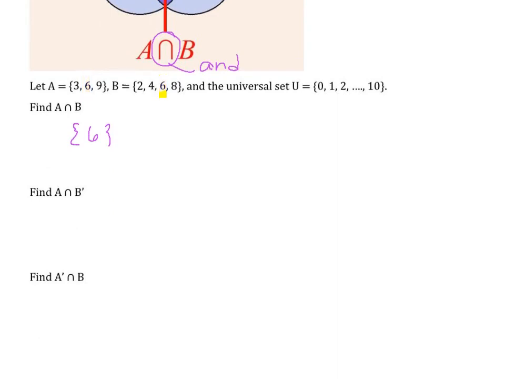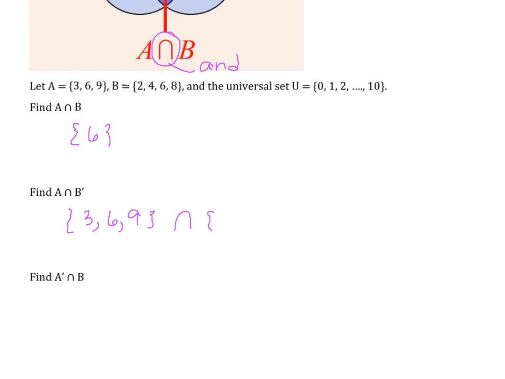Erase this for now. We'll come back to that. Let's find A intersect B complement. So first of all, let's list what A is. A is 3, 6, and 9. We want to intersect that with those items that are not in B.